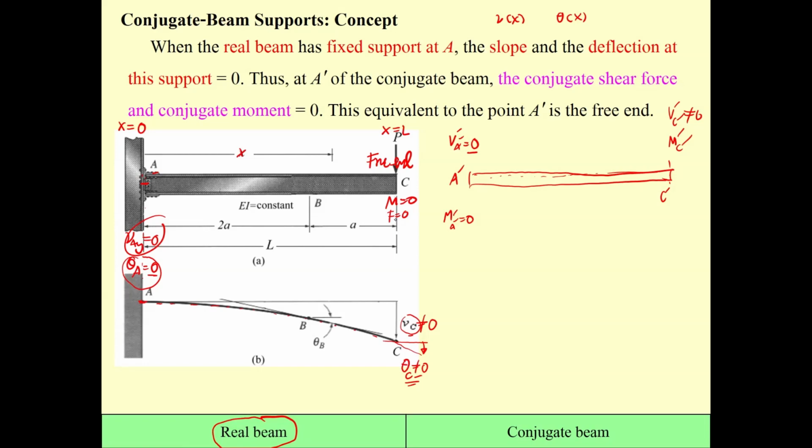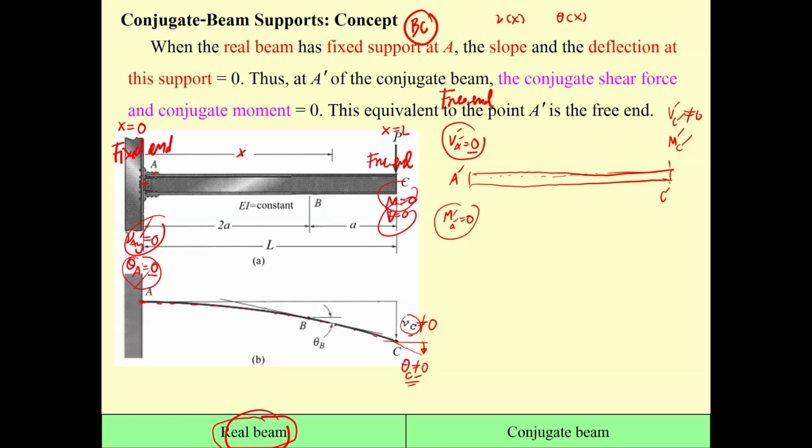What we have in this consideration about the boundary condition. We have this one corresponding to this one, the slope corresponding to this one. This is the fixed end of the real beam, which is going to change to the point of zero shear and zero moment. You have to change the fixed end to be the free end.